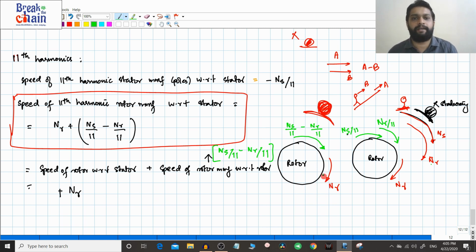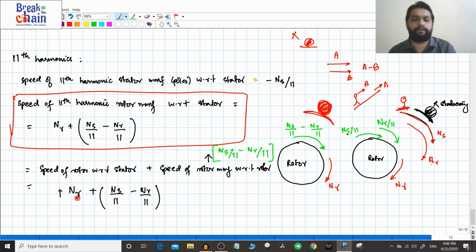The same direction as the fundamental means what sign you have to use here? You have to use a plus sign. If it was in the opposite direction, you would use a minus sign. Because in this case it is a plus sign, you have to use plus. Okay, same result you are getting: ns by 11 minus nr by 11. So that is the thing which you can use. You can use this equation here.